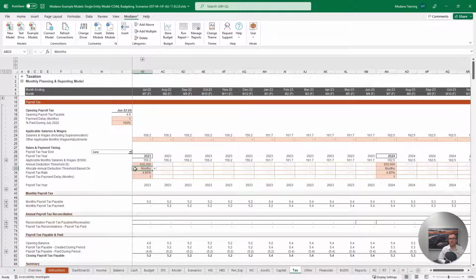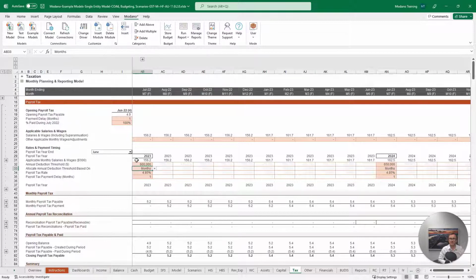We can then choose the basis on which we allocate this annual deduction within the payroll tax year, either using months or days to determine the split across the 12-month period. This is currently set to months, which means that we take our $600,000 annual deduction threshold and spread that evenly across the 12 months, or apply a $50,000 deduction per period.